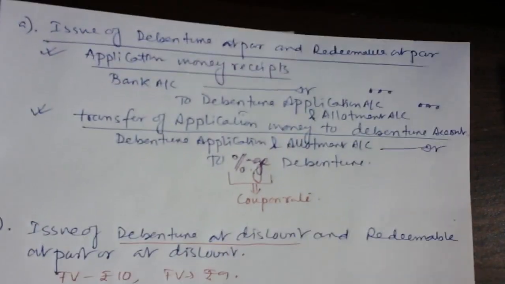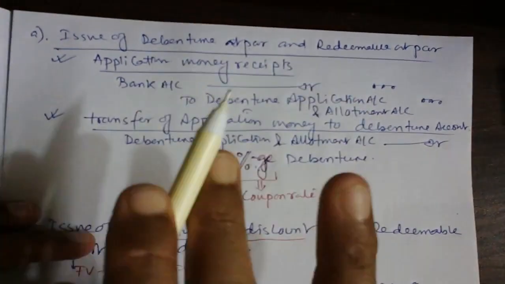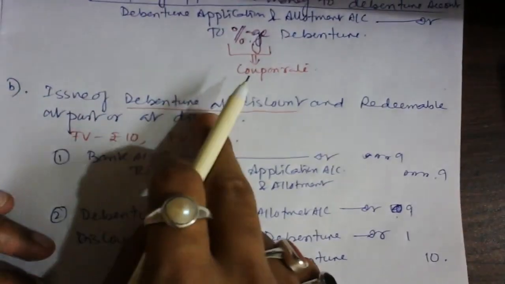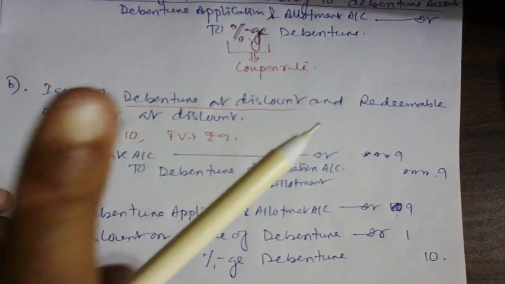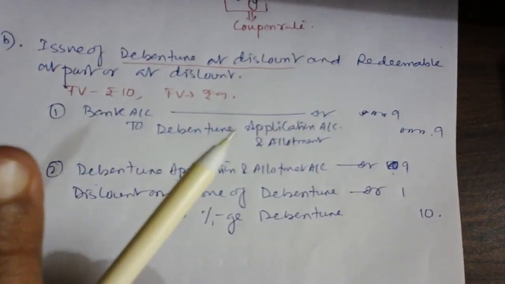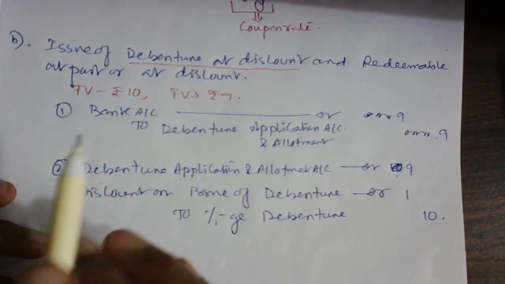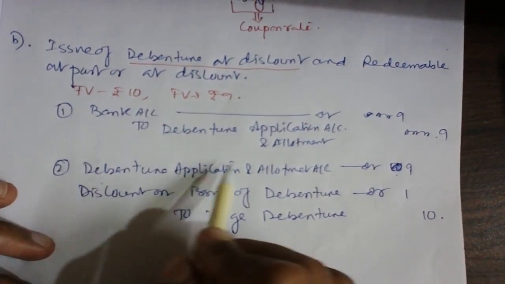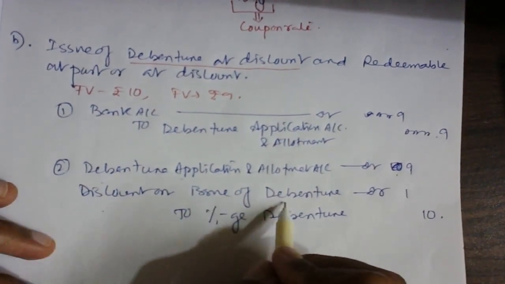First of all, we have understood that if we issue the debenture at par and redeem at par, no problem at all. But if we issue the debenture at discount and redeem at par or at discount, the first and foremost important thing, always remember: bank to debenture application, whatever money we receive, and then debenture application and allotment account debit, discount on issue of debenture debit.